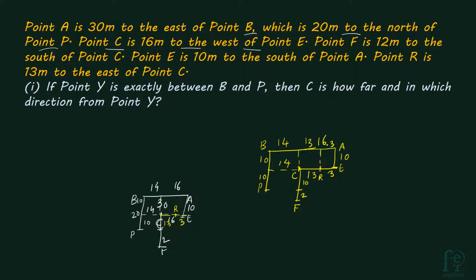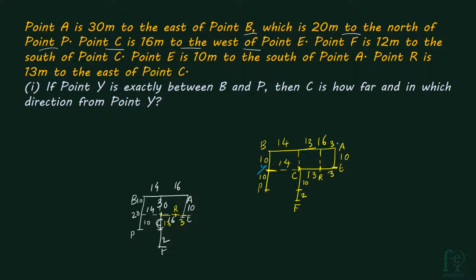If point Y is exactly between B and P, so this is where our point Y should come. Then C is how far and in which direction from point Y? We had already written all these distances, so that is why this question became very easy for us.